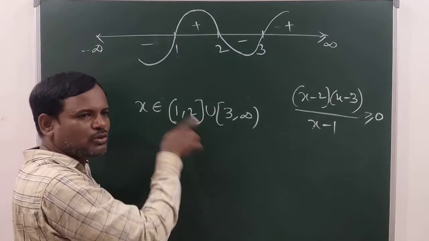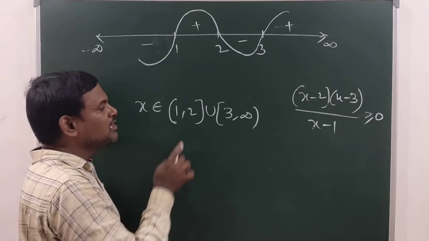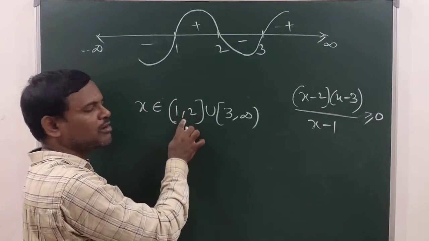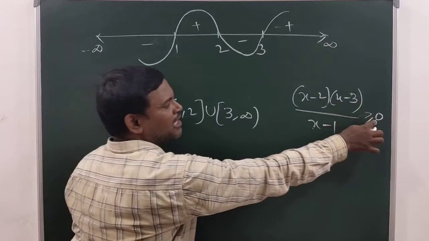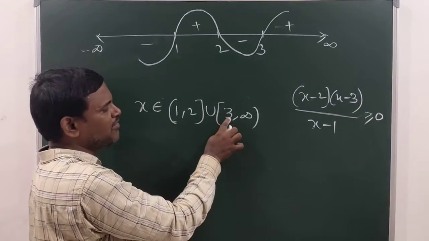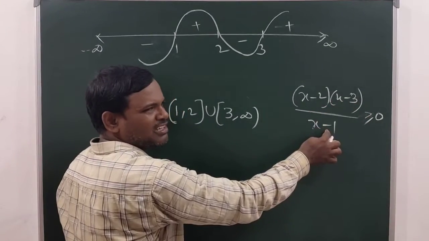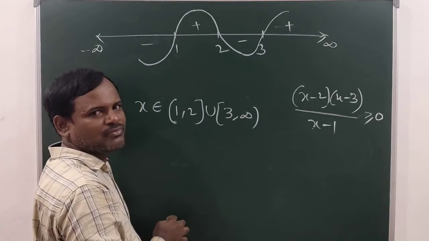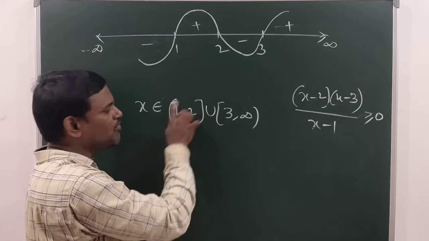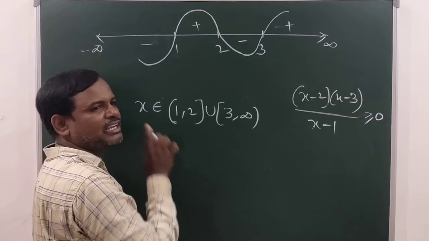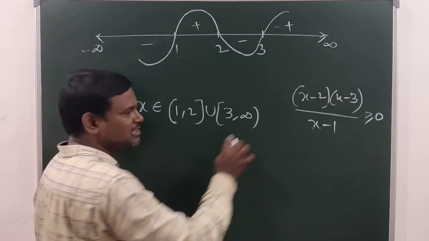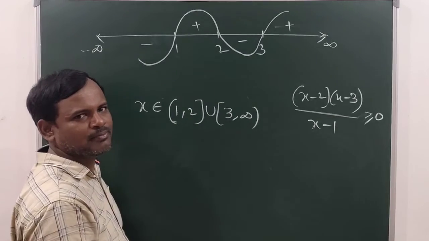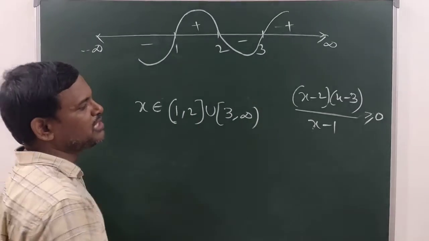So after writing the solution set, make sure that the solution set doesn't contain the critical values of the denominator. It may have critical values of the numerator, because of the greater than or equal to symbol. If it has 3, 3 minus 3 is 0, 0 by something is 0, and 0 is greater than or equal to 0, which means it is included. Okay, students. So take care that the solution set doesn't contain the critical values of the denominator. It may have critical values of the numerator. Okay, this is the solution set for that inequation.